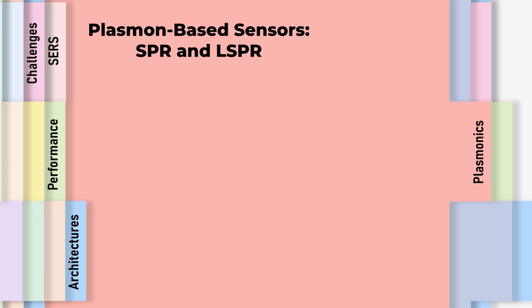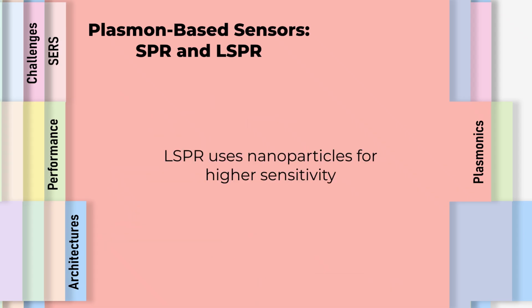Localized surface plasmon resonance, or LSPR, is similar but uses metallic nanoparticles instead of thin films. In SPR, the electric field is confined to about 200 to 1,000 nanometers. In LSPR, it is confined to about 20 to 40 nanometers. Because of this stronger localization, LSPR offers higher sensitivity and selectivity compared to SPR.